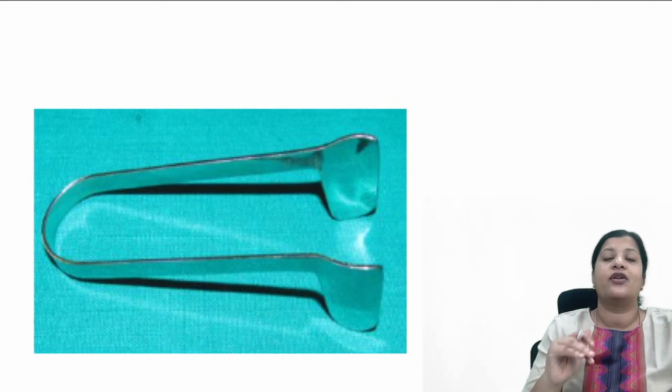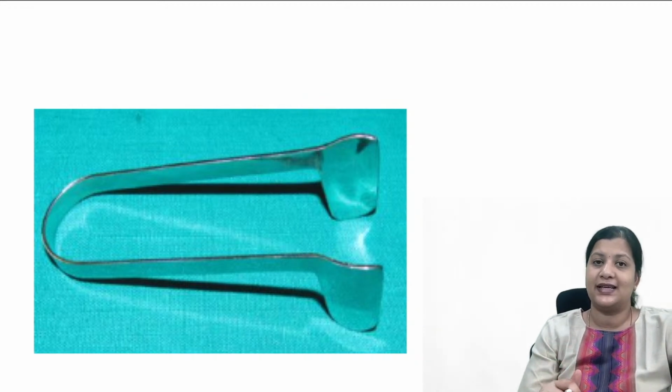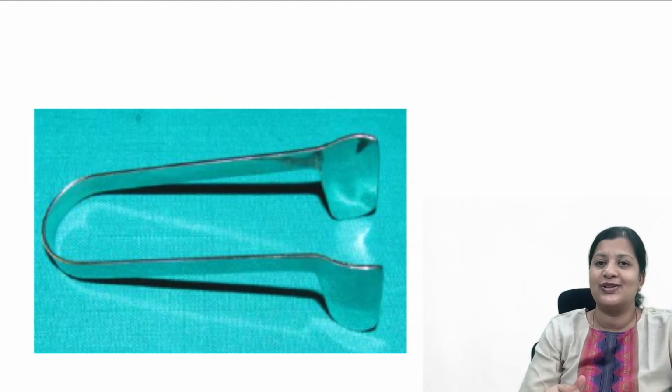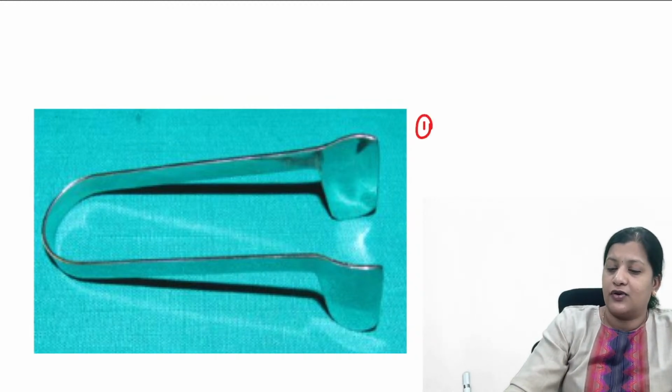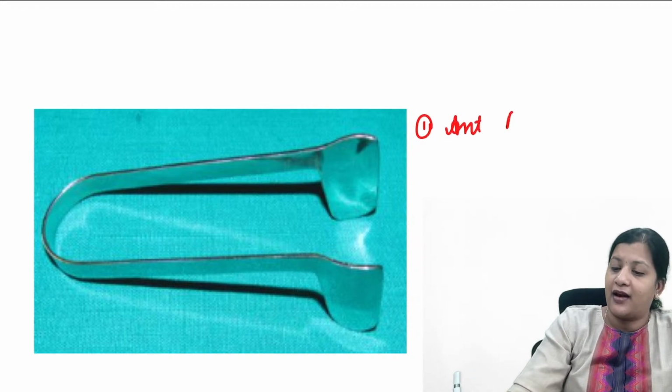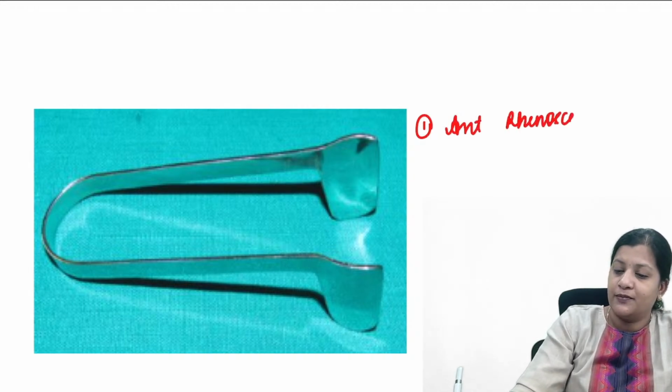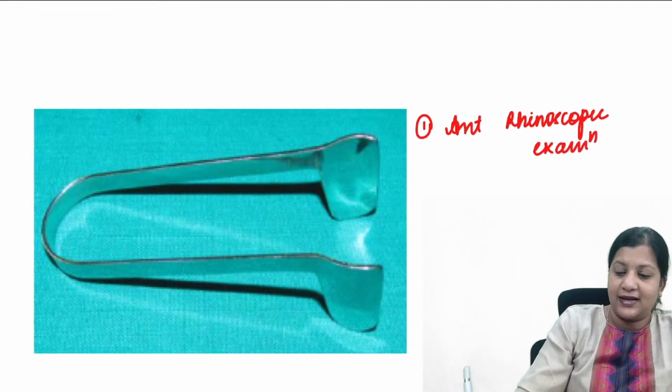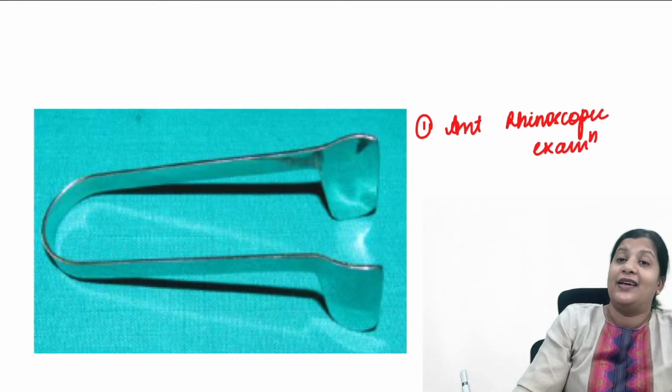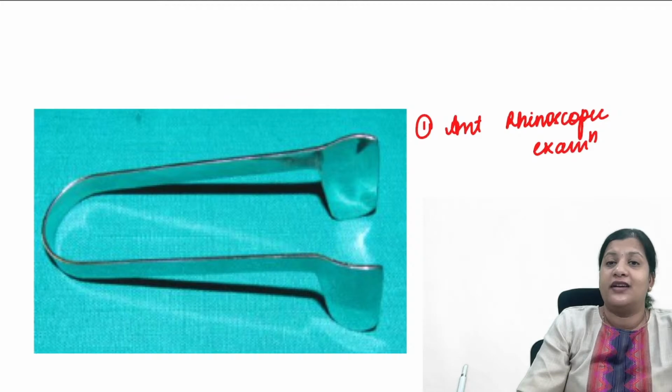Now again, we'll go to another instrument that has come in the previous exams. Can anybody tell me what this instrument is? I'll tell you what the use of it is. Meanwhile, till you answer in the chat box, it is used for anterior rhinoscopic examination. You can use it in the OPD. You can use it in surgeries as well.